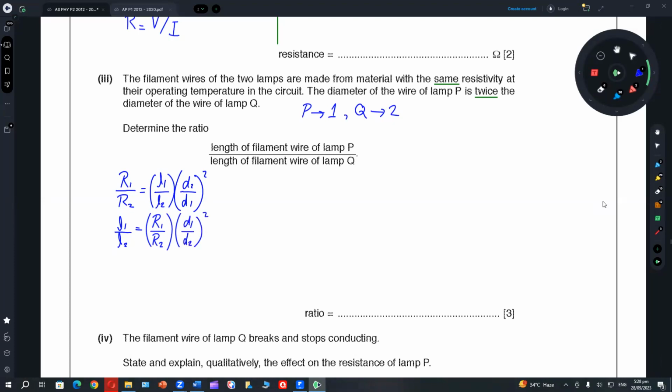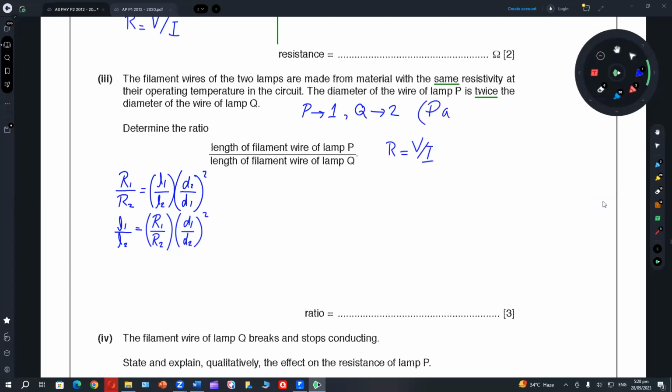Now, this is the equation. So now R1 upon R2. Any idea how I can find the resistance ratio? I don't have a resistance of P. I don't have a resistance of Q. But I know that resistance is equal to V upon I.